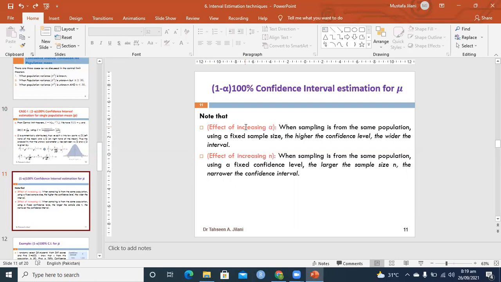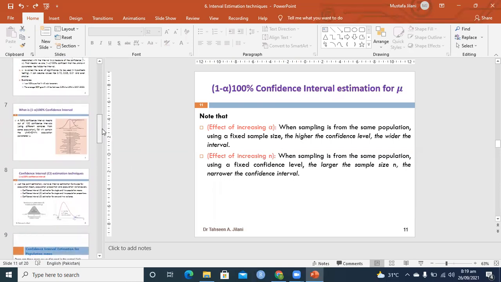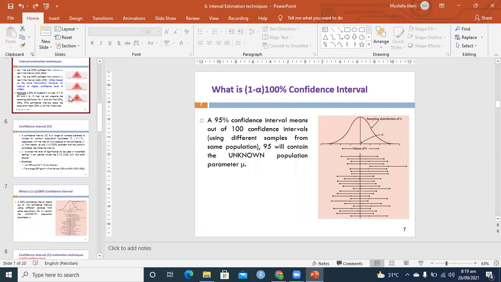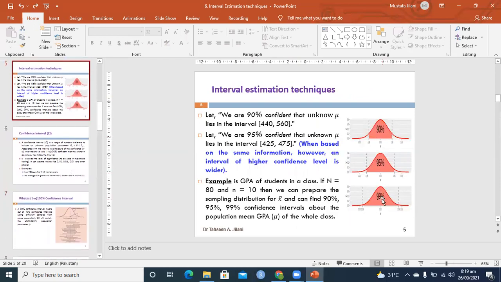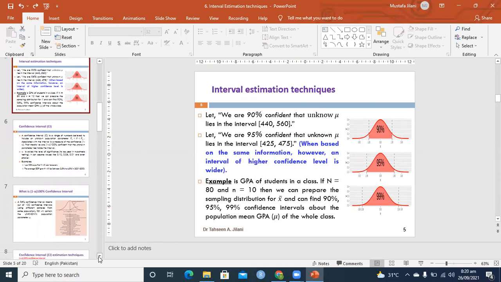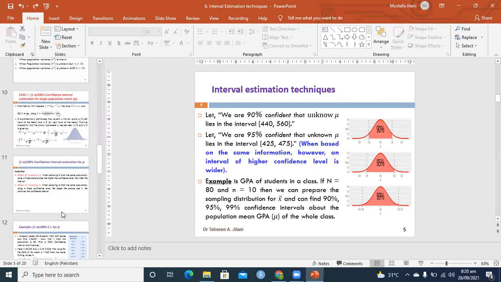If we increase alpha, if you remember, I have shown you this. When we increase alpha, then we have this situation. Alpha means 1 minus alpha will be smaller. If I have alpha equal to 0.01, so 1 minus 0.01 is 99%. If alpha is 5%, 1 minus alpha is 95%. If alpha is 10%, 1 minus alpha is 90%. So if we increase alpha, the width of the confidence interval decreases. Alpha increases, width of the confidence interval decreases.